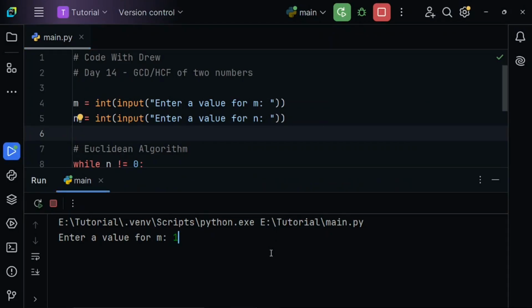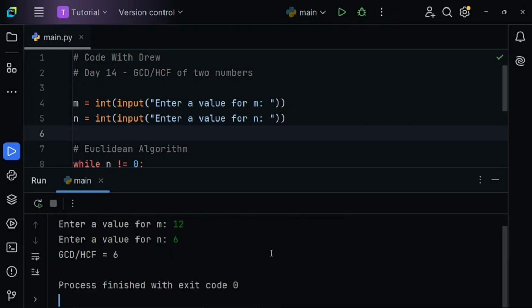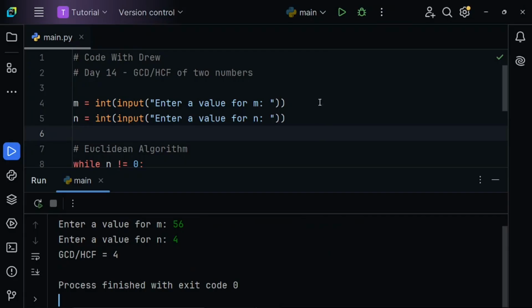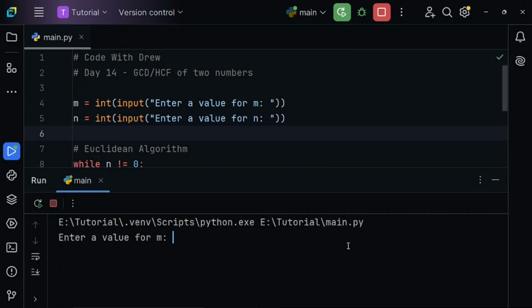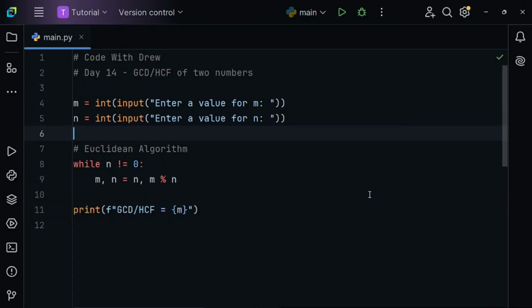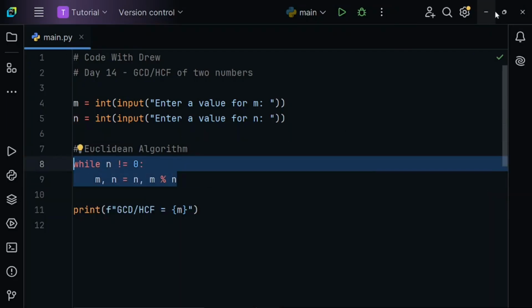If I try this for 12 and 6, 6 is the highest common factor right there. But what if I try this for 56 and 4? Yeah, 4 is the highest common factor, right? What if I try this for 144 and 132? Yeah, 12 is the highest common factor, right? So you can see what we used there and how we're able to solve that.